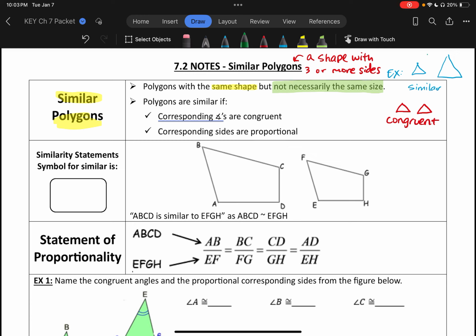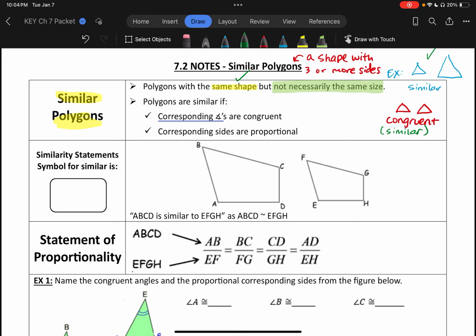So up here, these are similar but not congruent. And the part in red, well, they are congruent, but these would also technically be similar as well, right? Remember the criteria for polygons to be similar. It really just means that they have to be the same shape. And in red here, they're both triangles, so they would be similar as well.